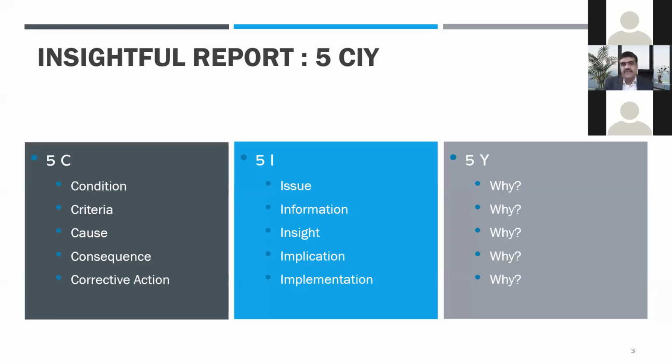We talked about the 5 Cs. Now let's talk about the 5 Is. There may be duplication between the 5 Cs and the 5 Is, but I kept the 5 Is specifically because of 2 aspects. Issue, we all know that an issue has to be there in any audit report. The 2 aspects, information and insight, I think these are the 2 differentiators.